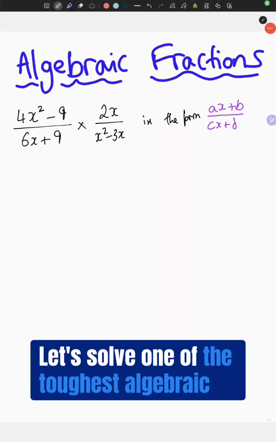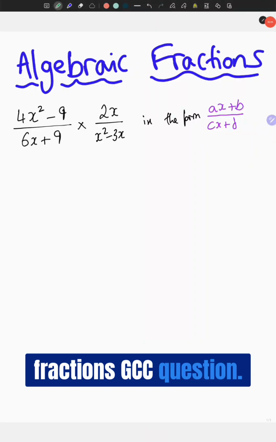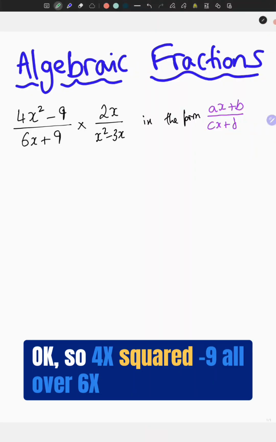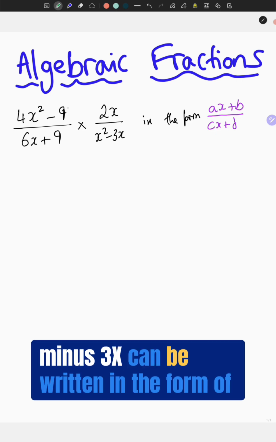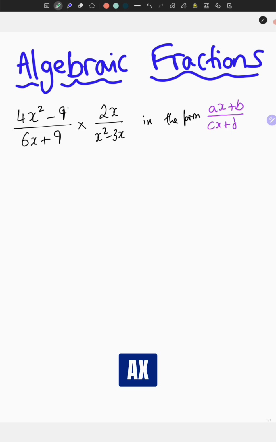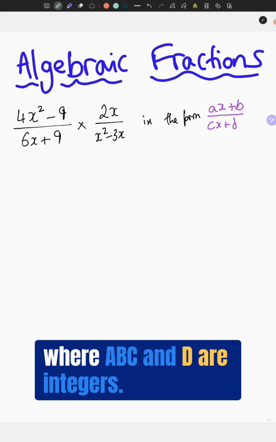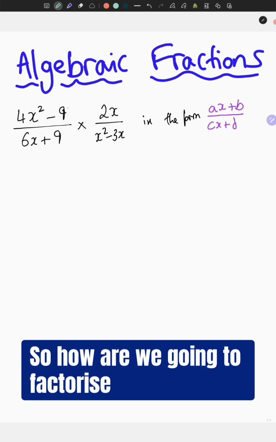Let's solve one of the toughest algebraic fractions GCSE questions. Okay, so (4x² − 9) over (6x + 9), multiplied by 2x over (x² − 3x), can be written in the form (ax + b) over (cx + d), where a, b, c, and d are integers. So how are we going to factorize and get the answer?